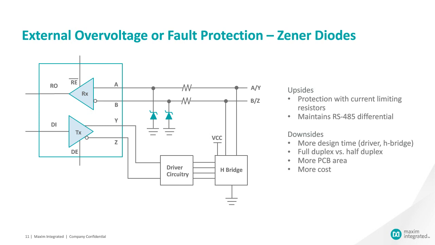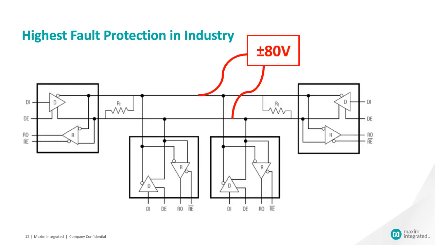With a Maxim transceiver, the fault protection is built in. We have the highest fault protected transceiver in the marketplace at plus or minus 80 volts. And that comes in real handy for a lot of applications where there are a lot of technicians working on equipment, and there's always that chance of accidental miswiring, especially in the field.